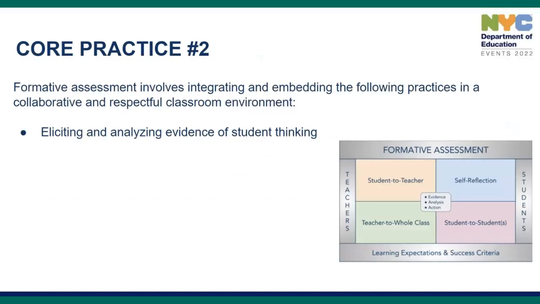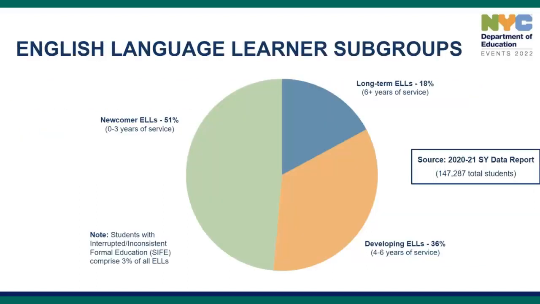Evidence of student thinking. So let's take this opportunity to look more closely at our multilingual students in the New York City Department of Education. English language learners in the state of New York are classified into 3 groups: newcomers, developing, and long-term ELs, based on their respective years of EL service. While each group has different assets and needs to consider, I am going to focus in this session on newcomer ELs, which represent about 1/2 of all English language learners.